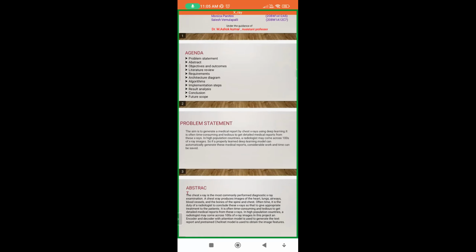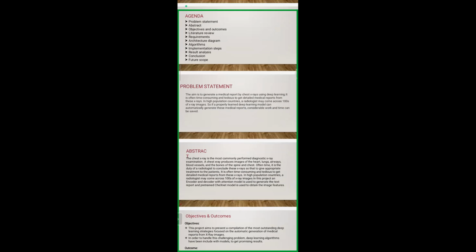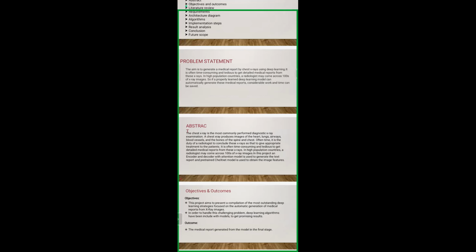This is the project I made on report generation on chest X-rays using a deep learning model. The problem statement is to generate a medical report based on an input X-ray by using a deep learning model, to save doctors' time while analyzing X-rays and giving advice to patients.